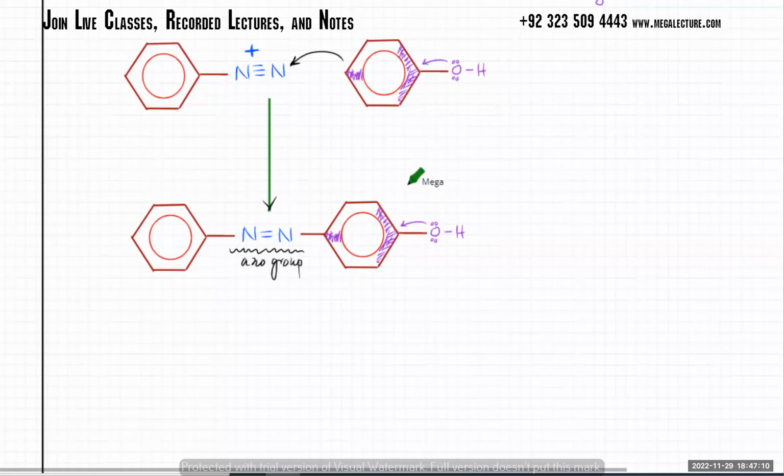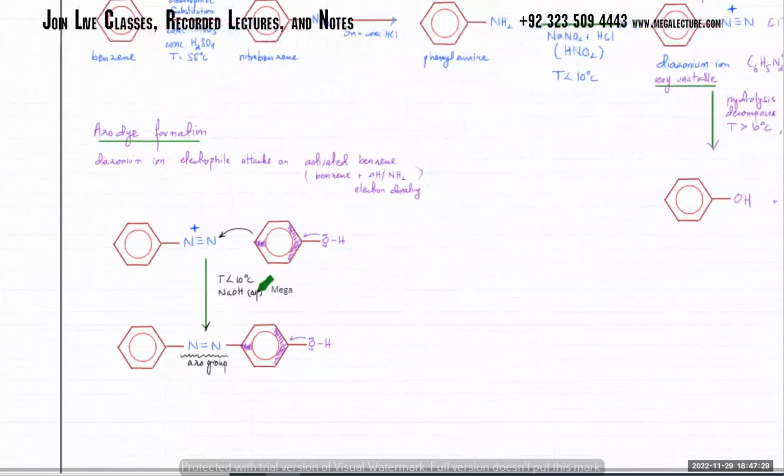The only thing that you require for this reaction is that the temperature has to be kept below 10 degrees centigrade, वरना वो decompose कर जाएगा, because the diazonium salt is very unstable, and you need NaOH aqueous alkaline conditions for this reaction to happen. So that's it. Okay, that's how an azo dye is going to be formed.